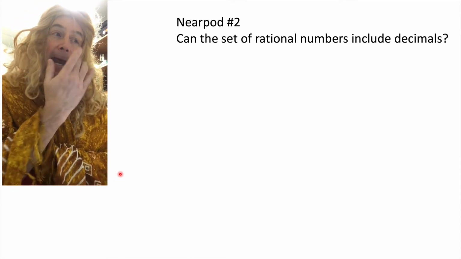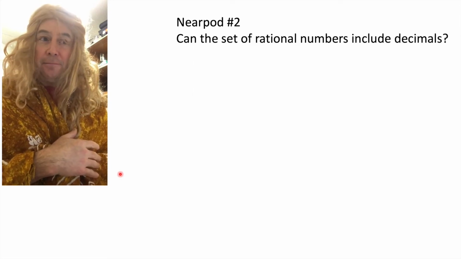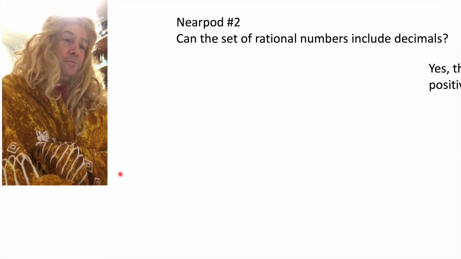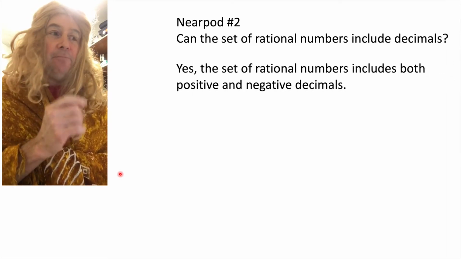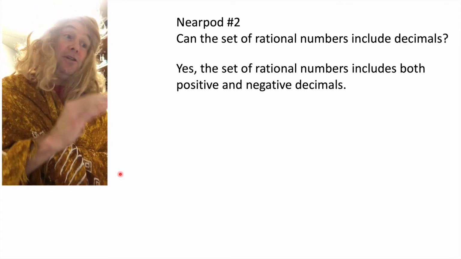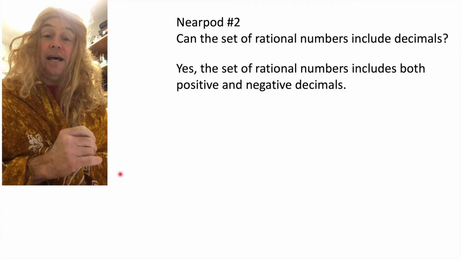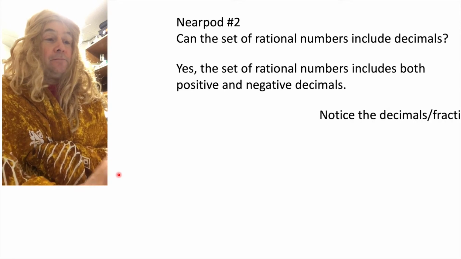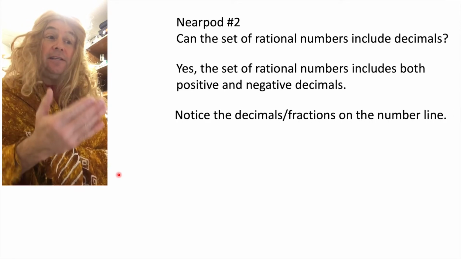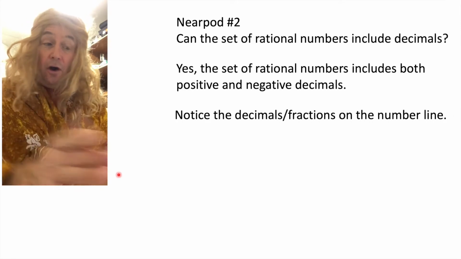All right. Can the set of rational numbers include decimals? Well, yes, of course it can. The set of rational numbers includes both positive and negative decimals. Notice the decimals and fractions on the number line.